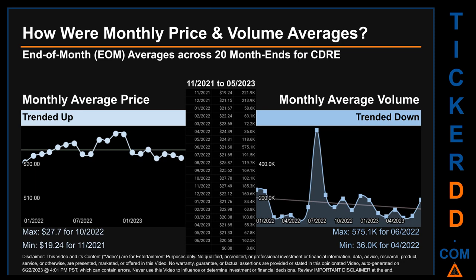The maximum end-of-month average price was $27.70 for 10/2022 while the minimum was $19.24 for 11/2021. Looking at volume, 06/2022 and 04/2022 respectively saw the highest and lowest monthly average volume at 575.1 thousand and 36,000.